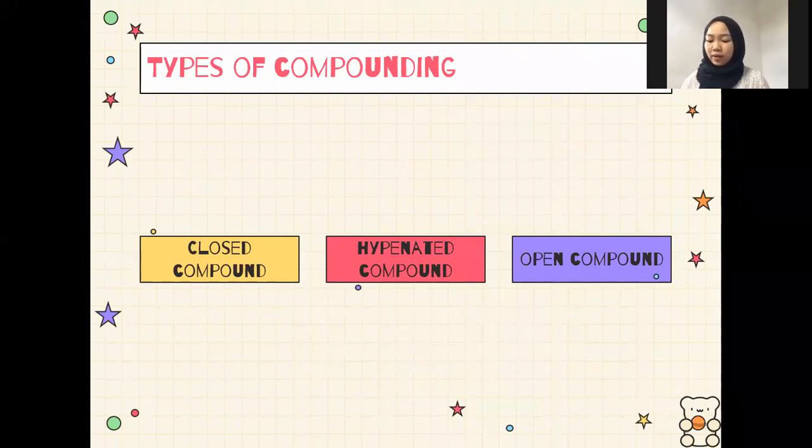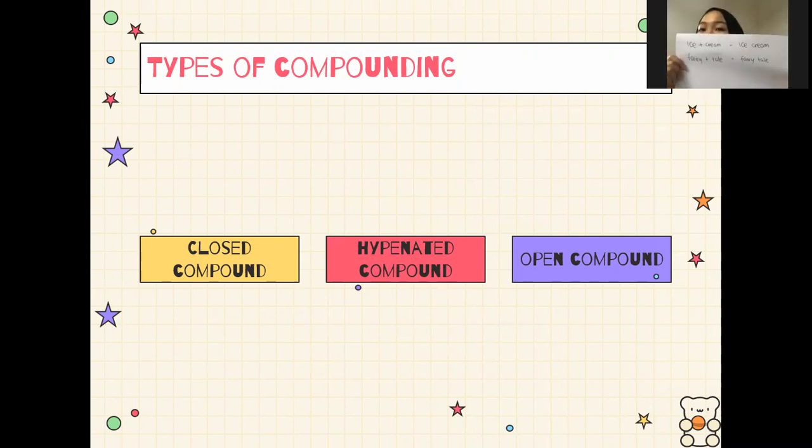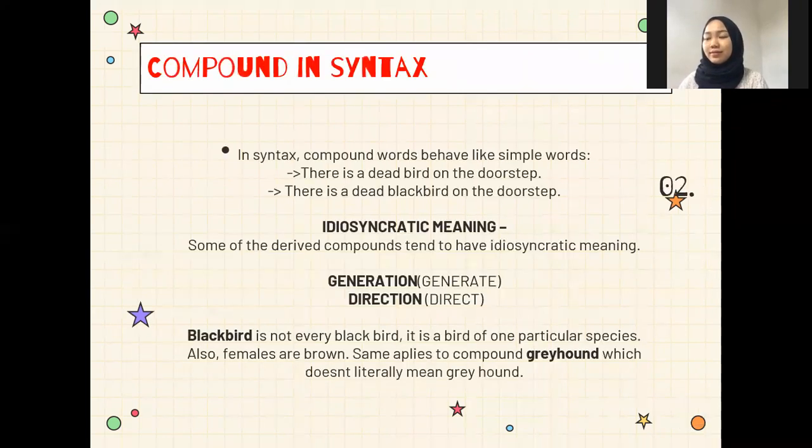And the last, the open compound. An open compound is a combination of two words, but separated by a space. The example is ice cream: ice plus cream to be ice cream. And fairy plus tale to be fairy tale. Ali, the time is yours.